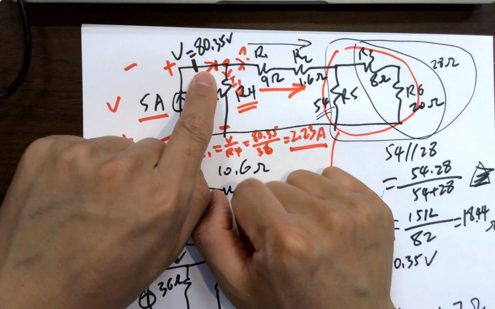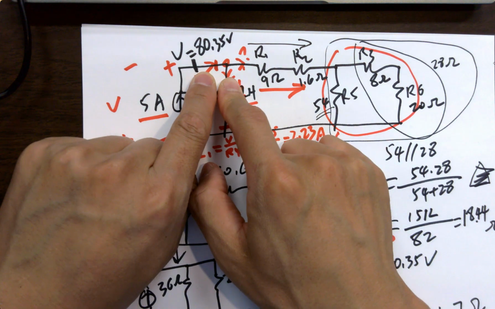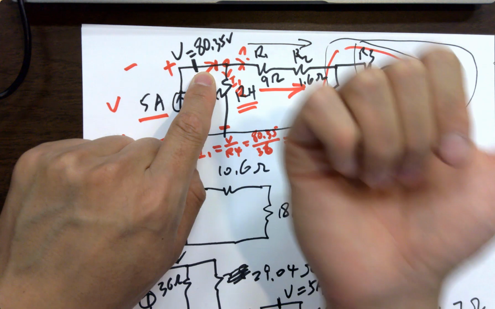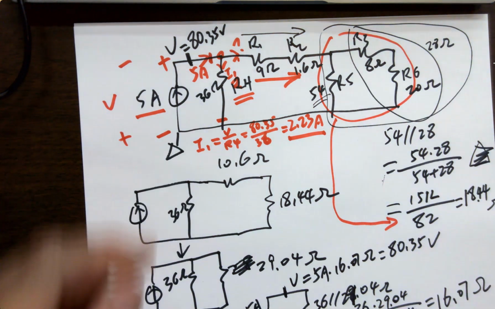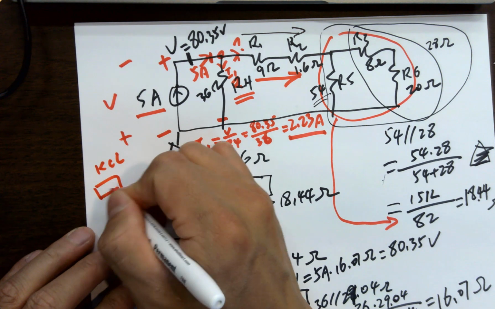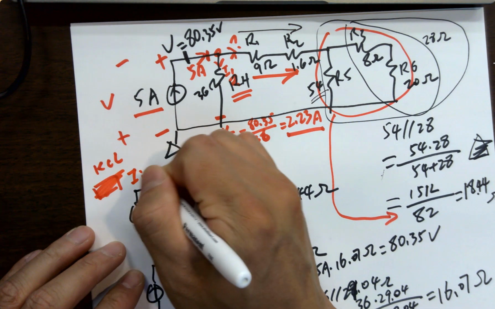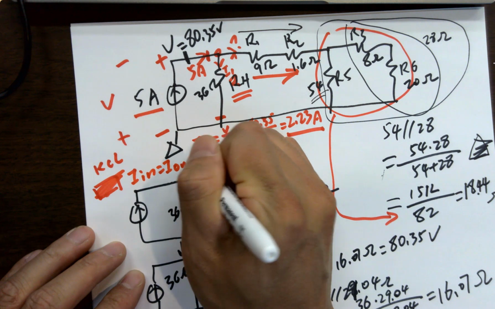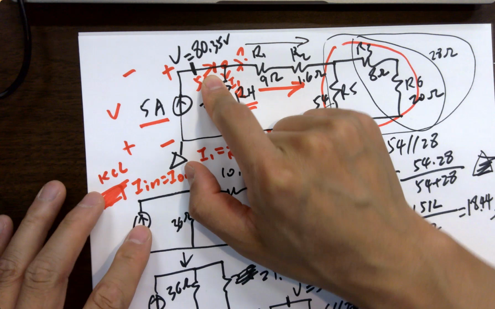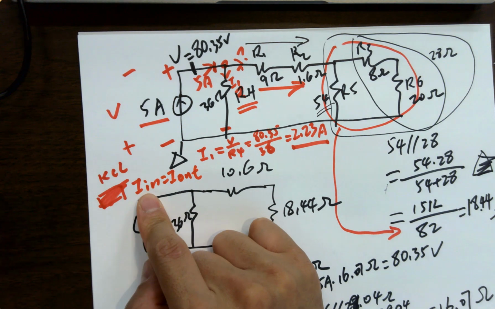If I'm using this current minus this current, right? I'm assuming this current is flowing that way. Why? Because of KCL: I in equals I out. I'm assuming only this guy is I in because I put this guy on the left side of the equation. Okay? 5 amps.